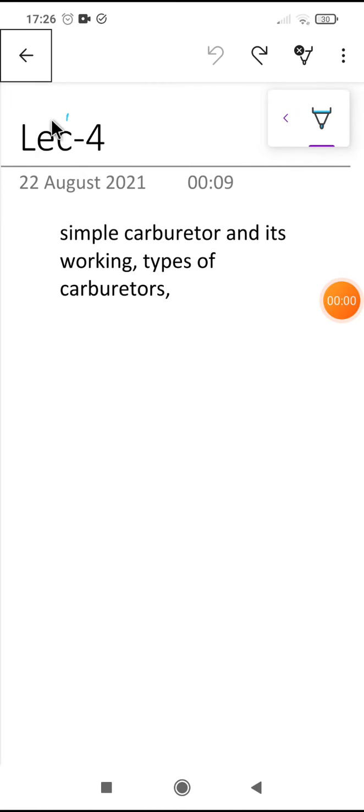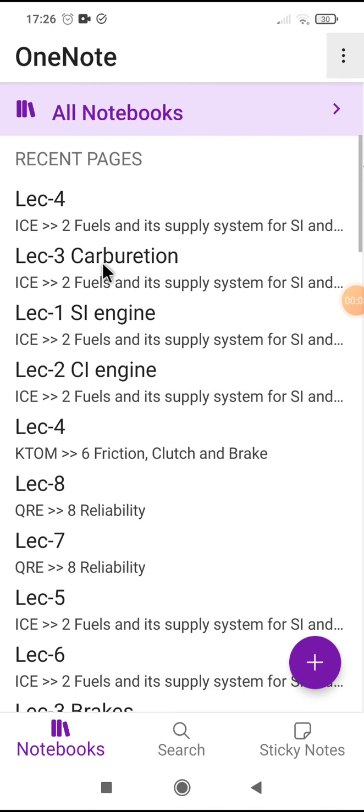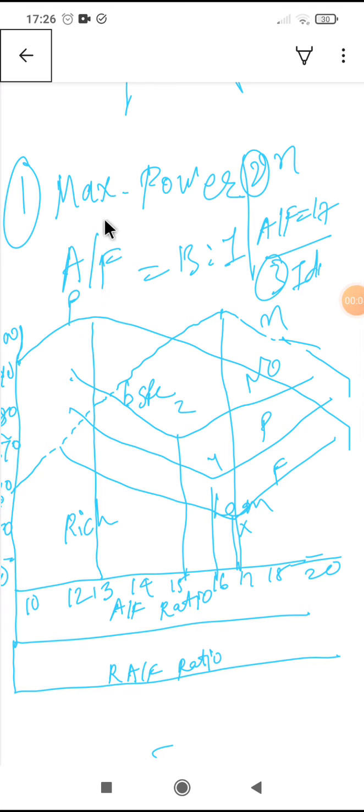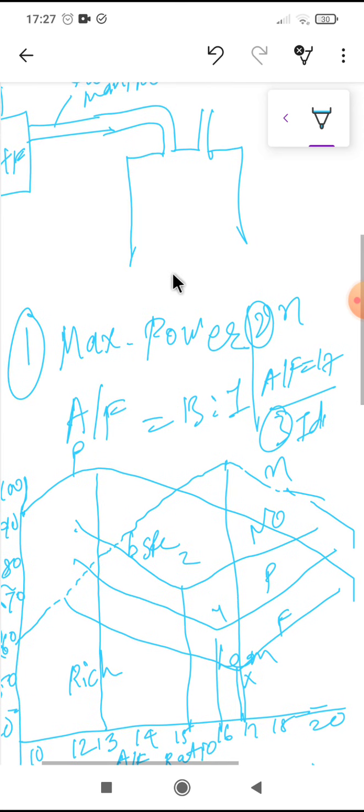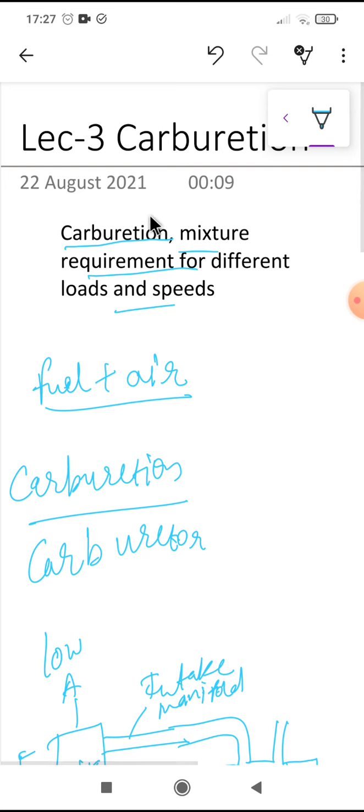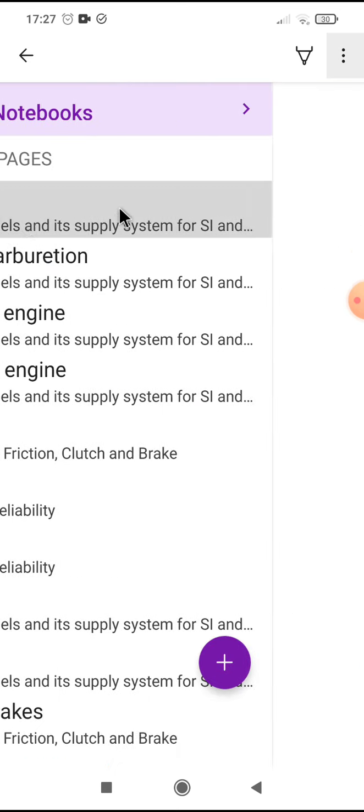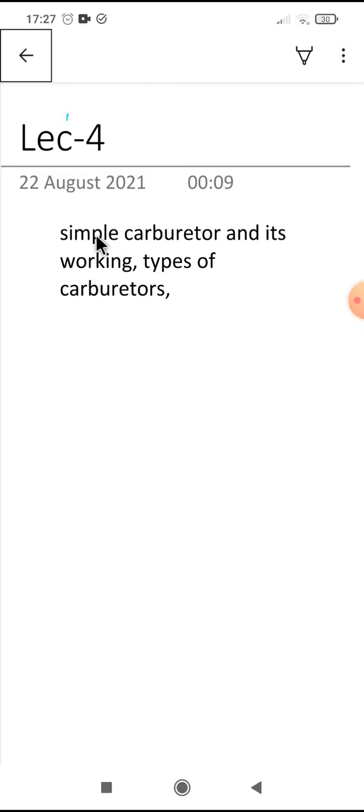Hey guys, in the last lecture we have seen the carburation process and the various air-fuel ratio requirements for different loads. That is, for maximum power it is 13 to 1, and for maximum efficiency it is 17. So these are the requirements for different loads and speeds. In today's lecture we are going to see the simple carburetor, its working, and its types.